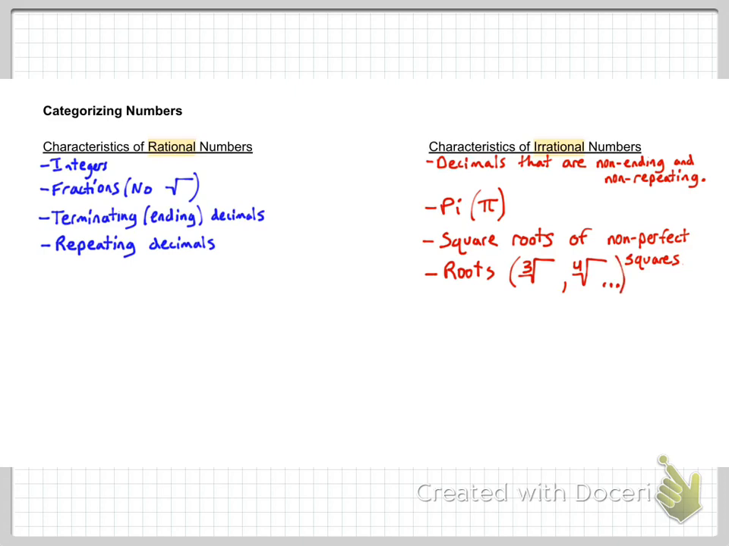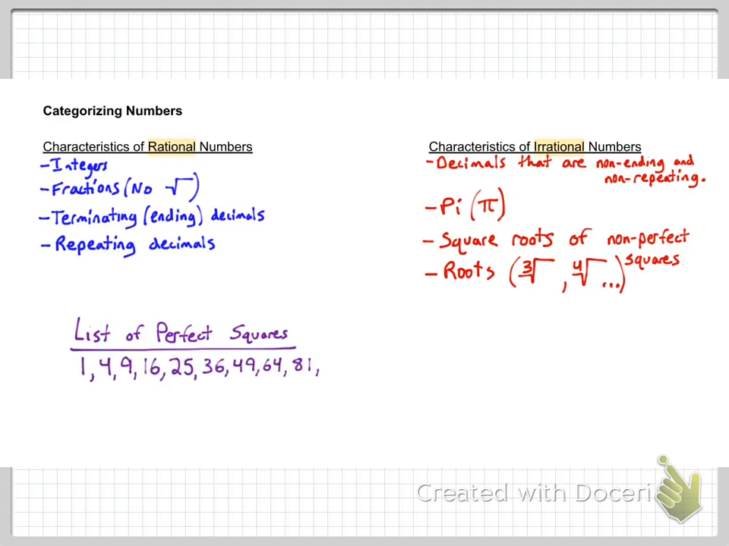Now let me go ahead and list the perfect squares, because that's helpful when deciding whether a number is an irrational number or not. Perfect squares are 1, 4, 9, 16, 25, 36, 49, 64, 81, 100, 121, 144, 169, 196, and 225, which is 15 squared. And yes, you should have all those memorized.